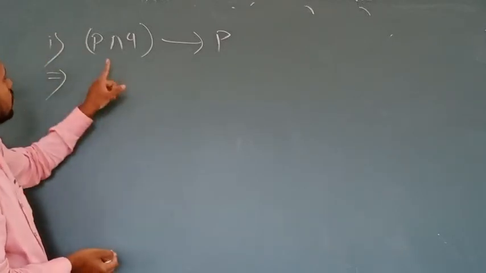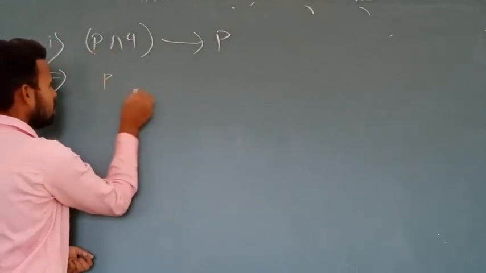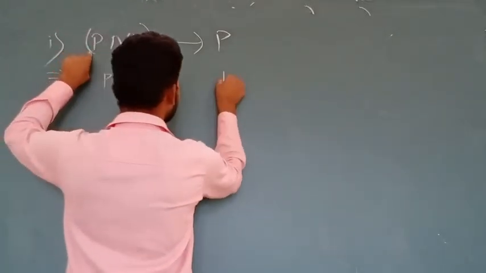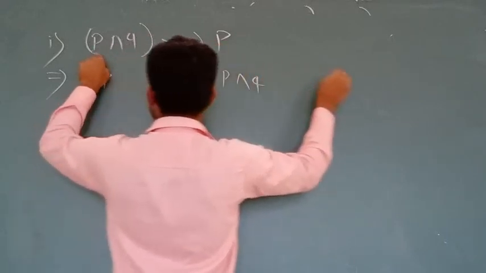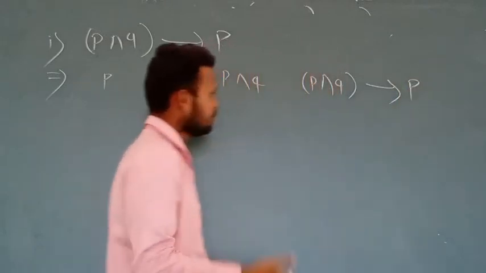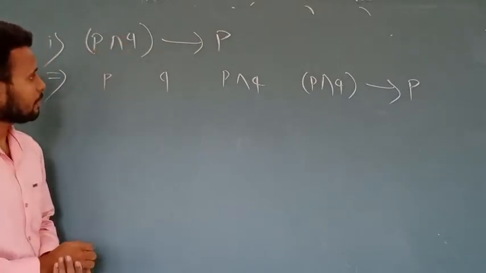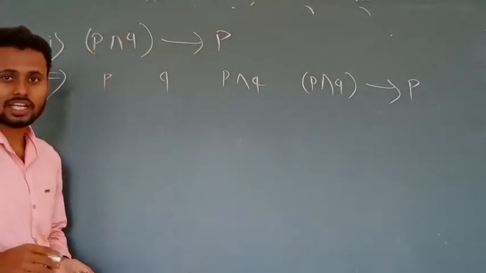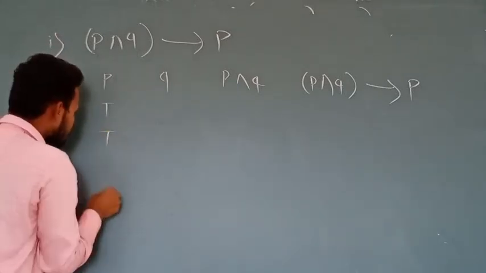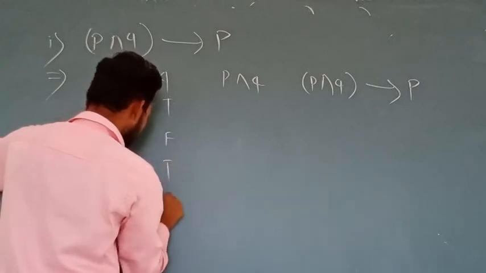Now for the truth table, first we observe how many statements there are. There are only two statements, P and Q. Therefore the first column is P, the second is Q, then next we get P conjunction Q, and last we get the total statement, P conjunction Q implies P. This is our required statement pattern and our required truth table. Since there are two statements, there are 2 raised to 2, that is 4 rows. So the first two are T, the second two are F for P, and for Q we write T, F, T, F.